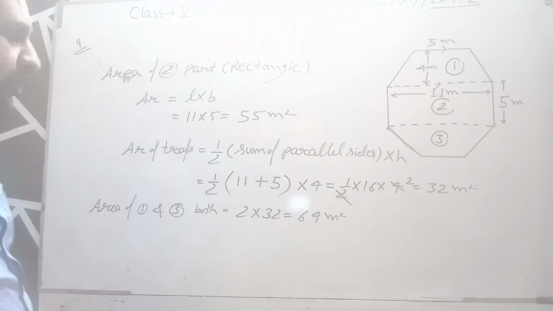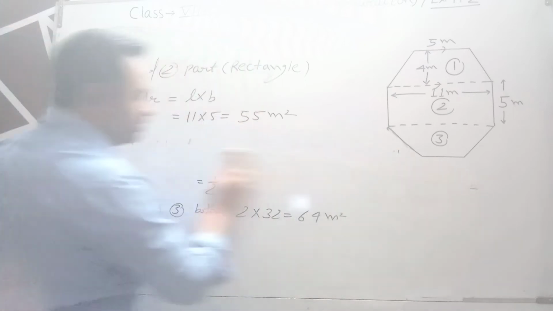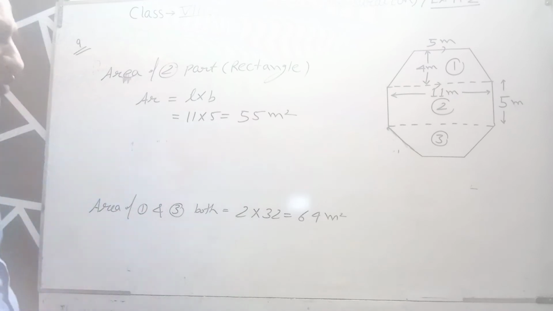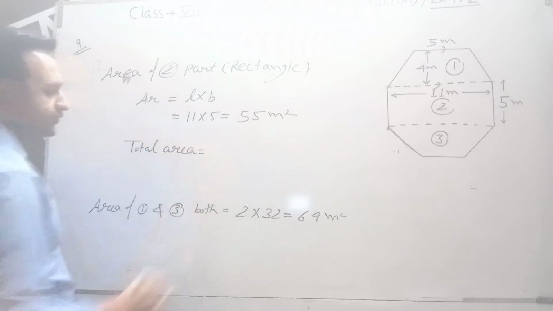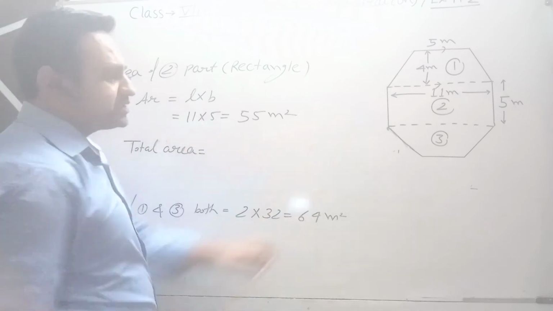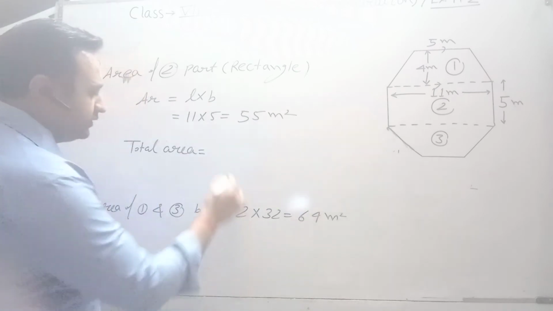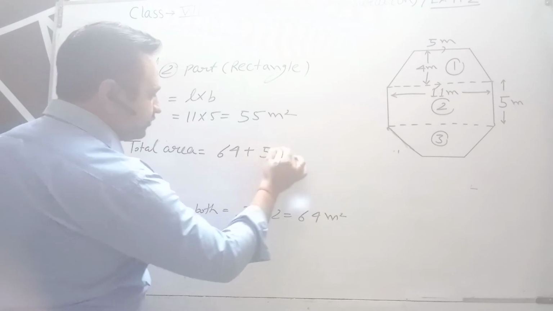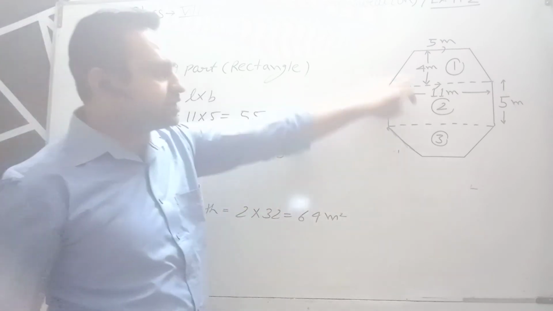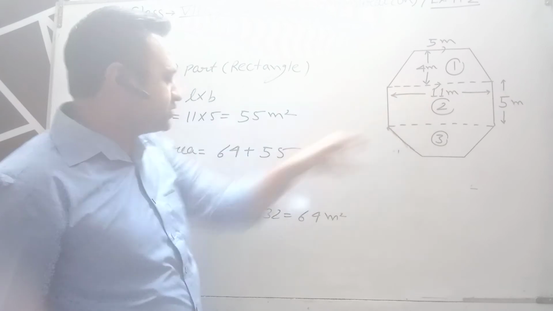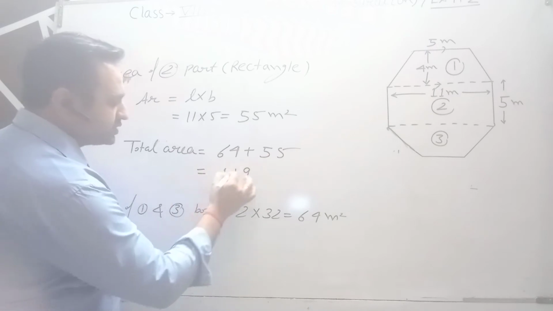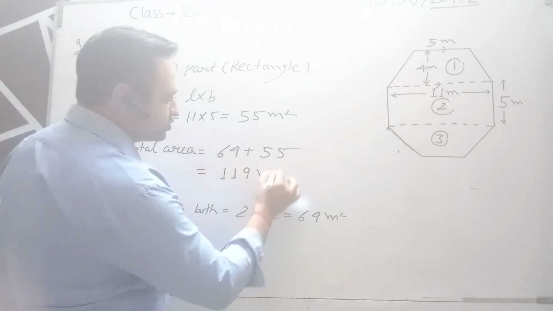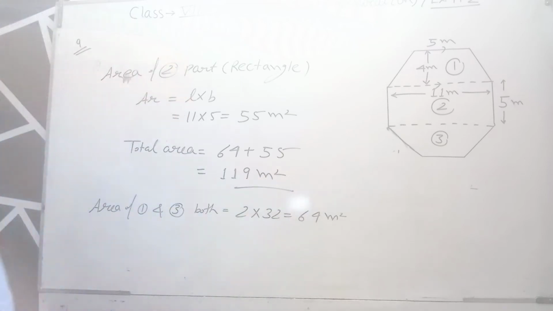So finally the area of the complete regular octagon, that is the total area, is equal to area of first part plus area of second part plus area of third part. It means 64 plus 55, because 64 is the area of first and third both, and the area of second part is 55, and their addition is 119. Its meaning, the answer is 119 meter square. So I hope question number 9 is clear. Just note down.